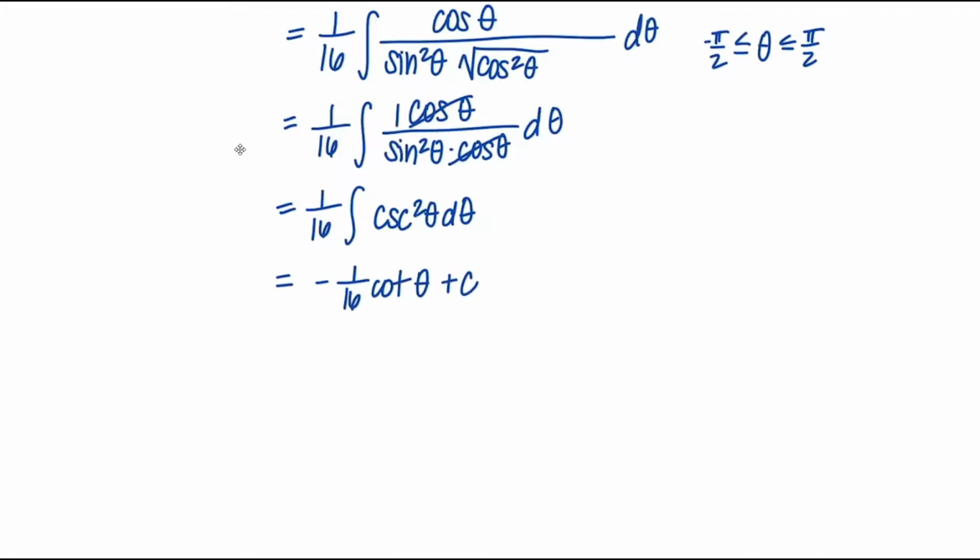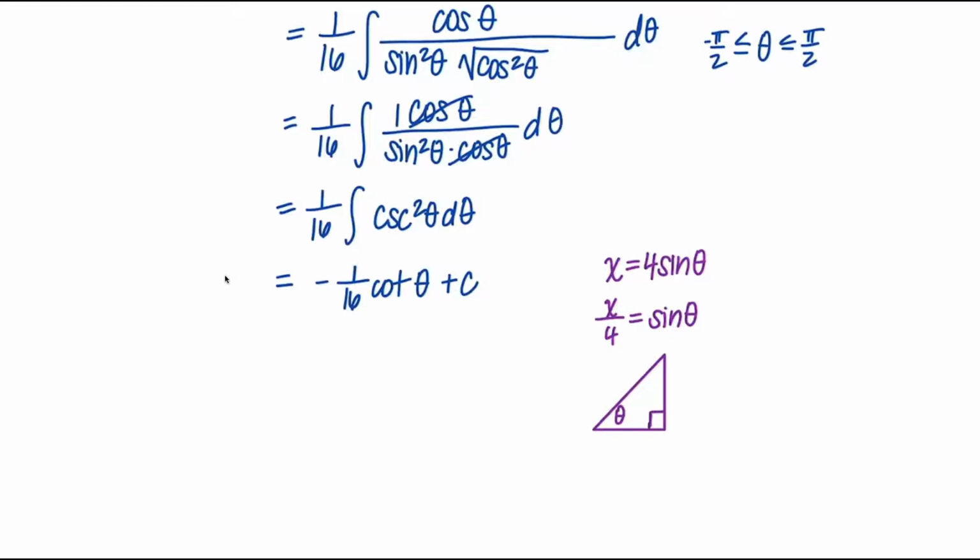But our answer is in terms of theta, and we need to go back and return to the x variable. So we're going to rewrite our substitution. x was equal to 4 sine theta. And let's go ahead and divide by 4 so that we could see that sine of theta is equal to x over 4. And we want cotangent of theta. So what we're going to do is construct a right triangle to find cotangent of theta. So here's my right triangle.